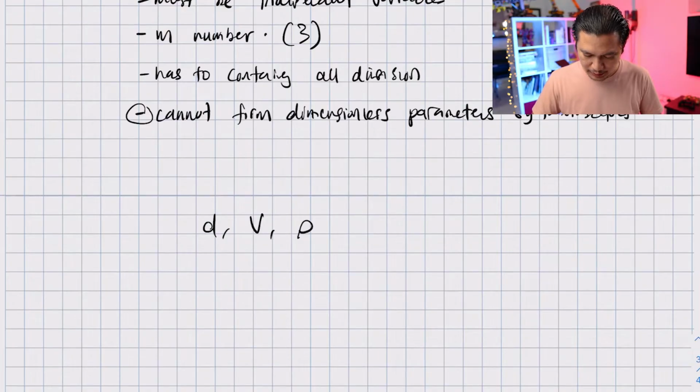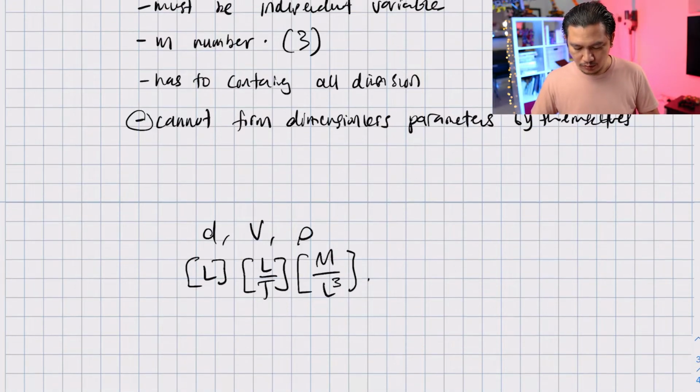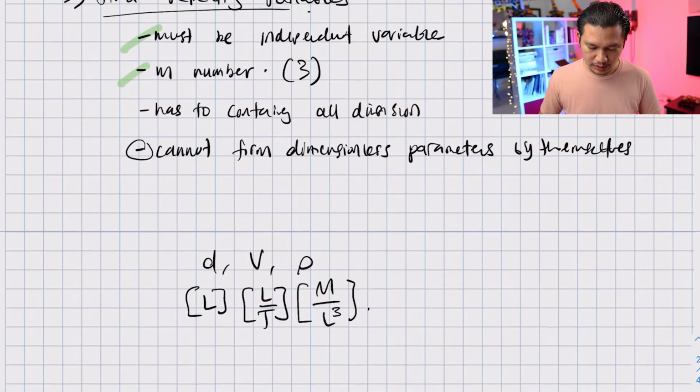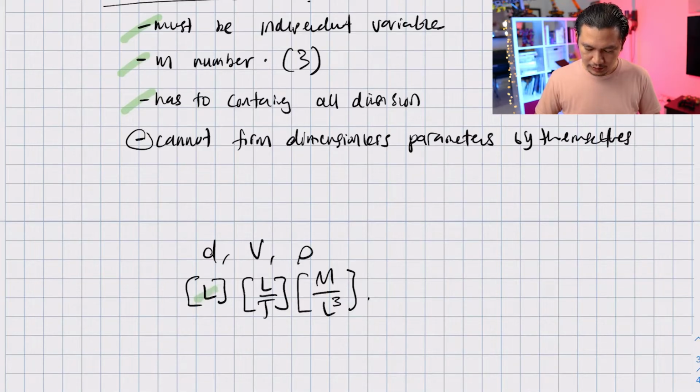Now let's take a look at the dimension for each variable here. This is L, this is L over T, and this is M over L cubed. So the first rule says that this must be independent variable. That is sorted. Now must have 3 repeating variables. Of course we have chosen the 3 repeating variables. Has to contain all dimension. Now it contains L, it contains time, and it contains mass. So this satisfies the rule number 3.